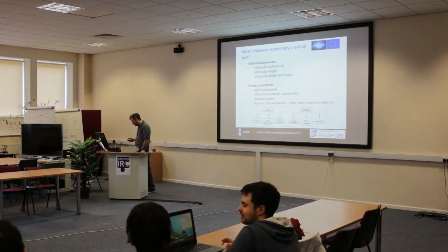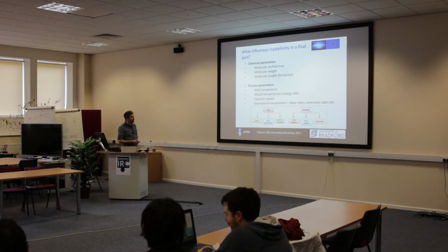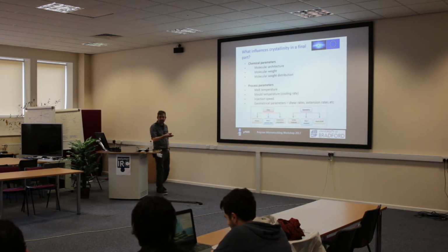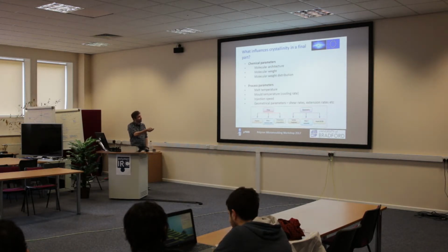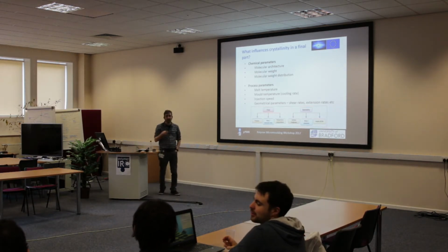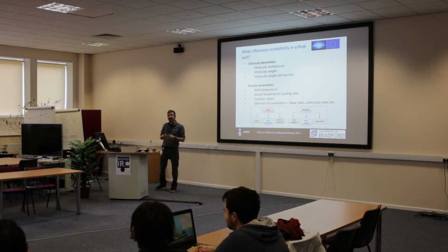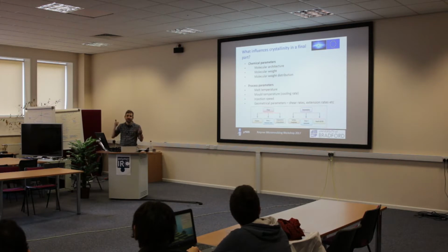But what actually influences crystallinity in the final part? If you go away with nothing else from this lecture, then this is the key. What influences our crystallinity are all of these things here. We've got the chemical parameters to do with the molecules themselves, the architecture, the molecular weight distribution. You can blend polymers of different molecular weights to give you entirely different features.